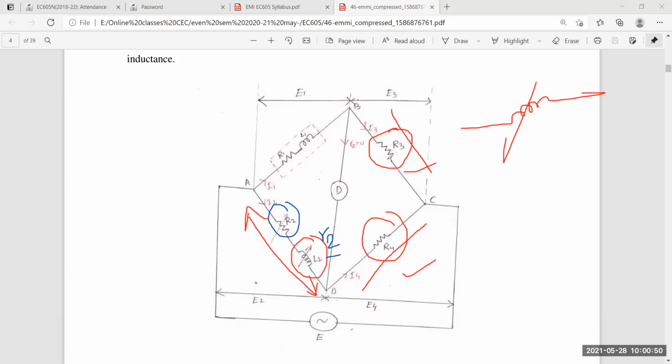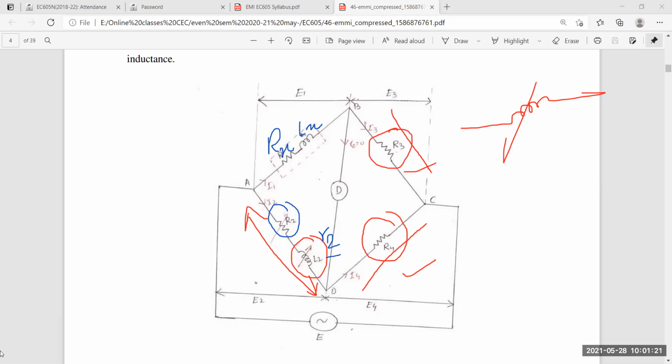Now, we have discussed the arm BC, the arm CD, and the arm AD. The remaining arm is AB, which consists of unknown inductance. See here, the unknown inductance, that is Lx. I'm writing Lx. And here the unknown resistance is Rx. So both things are unknown to us. The remaining arm consists of unknown inductance Lx with resistance Rx.